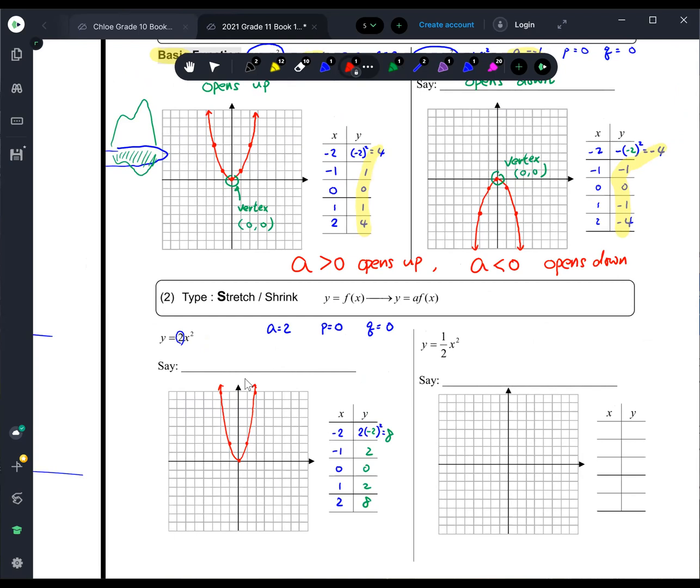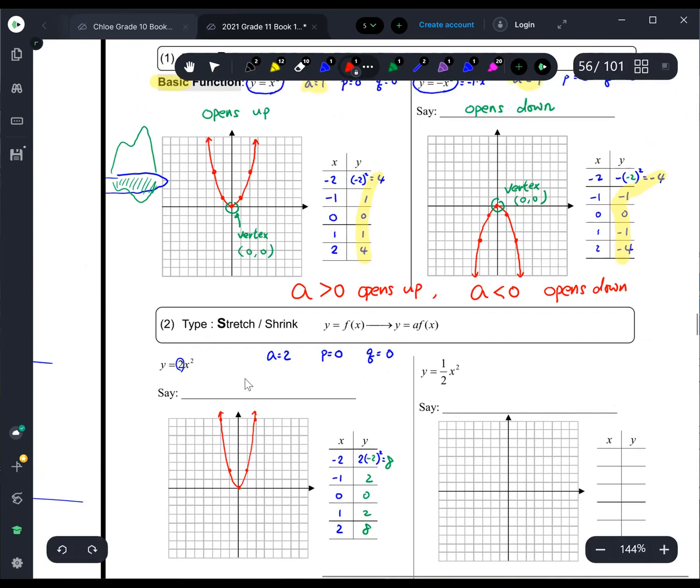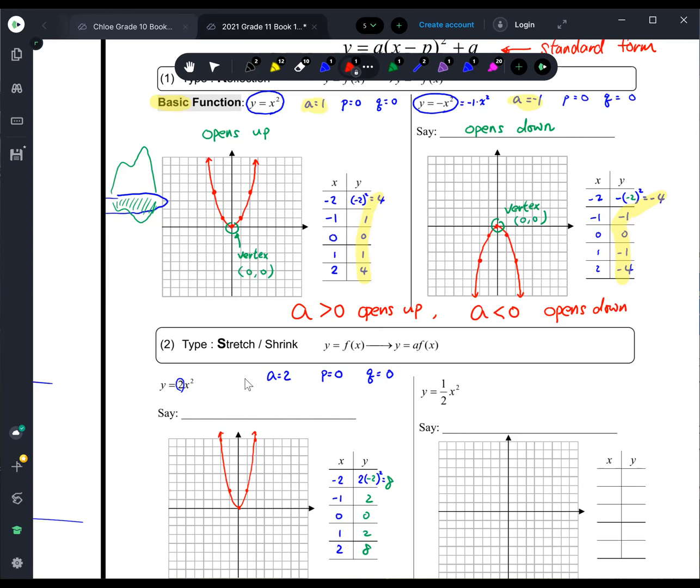So I would like you to describe in a sentence what happens to the graph compared to the basic. The basic is the one on the top left, right? Compared with the one that we just got, how would you describe in your own words what happened? Wilson, what would you say about the shape?